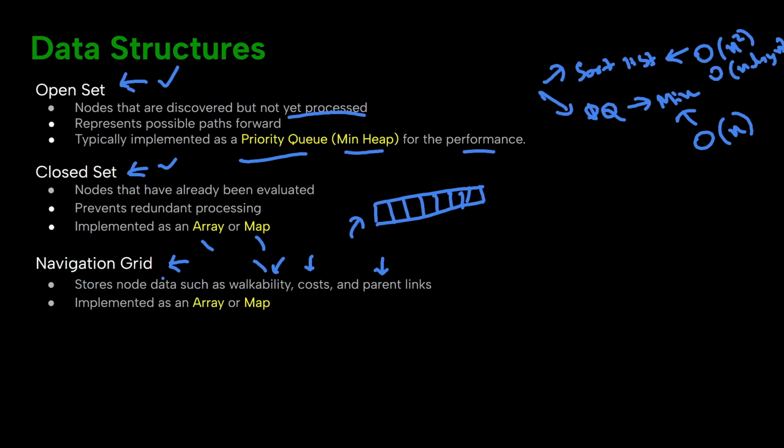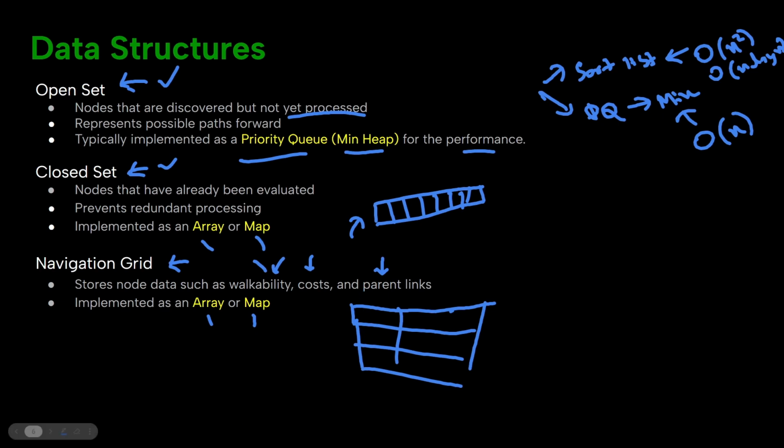So the navigation grid should store all of this data, and it can be implemented as an array or a map. Okay. So currently we have implemented the grid as a map, if you remember. So basically the data structure would look like this. In a map, we have a key-value pair data structure.